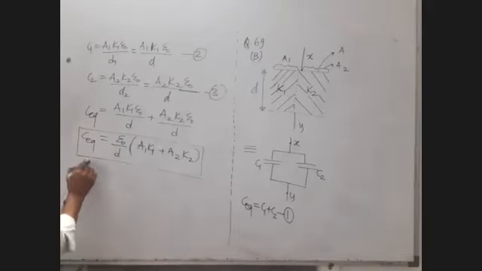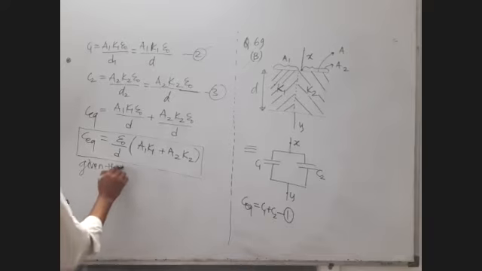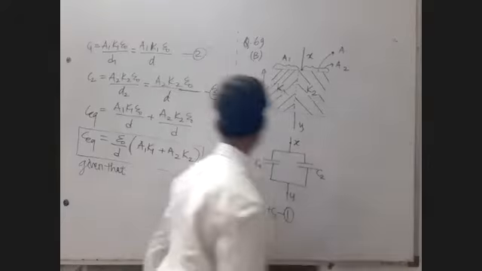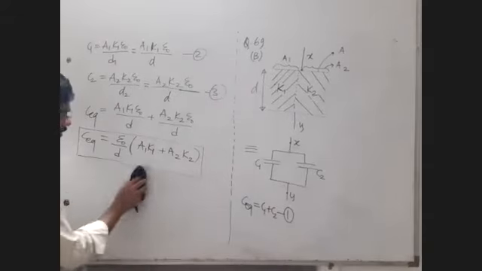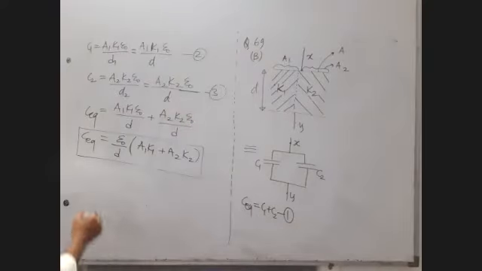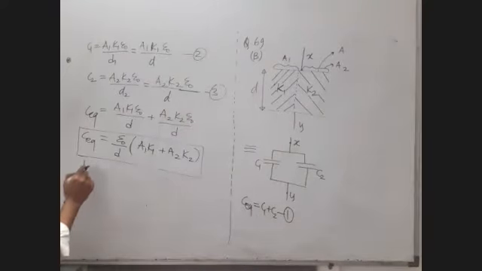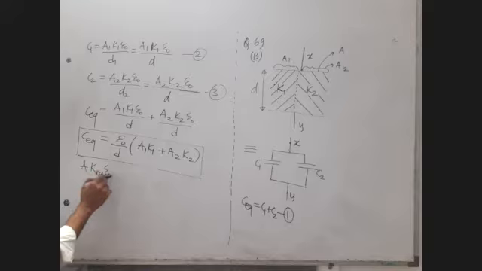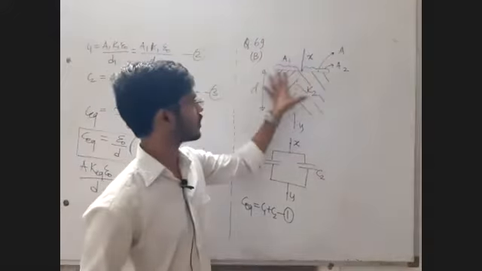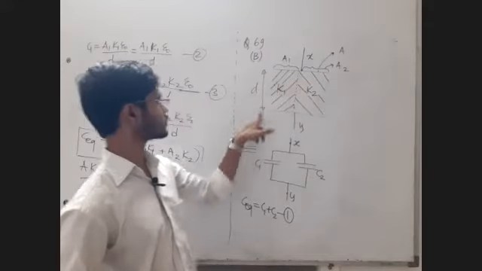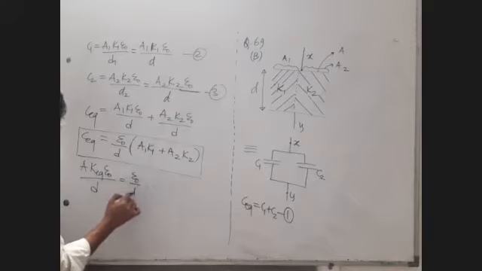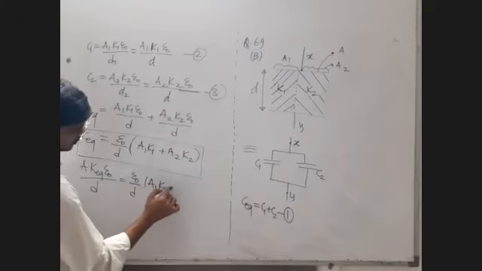Given in the question, before writing what's given, let's try to derive the general formula. No need to remember this formula, okay? You can derive this as per the need. I could have written C equivalent as A K equivalent epsilon 0 upon D. Total area is A, total K is K equivalent, total D is D. So A K equivalent epsilon 0 upon D is equal to epsilon 0 upon D into bracket A1 K1 plus A2 K2.